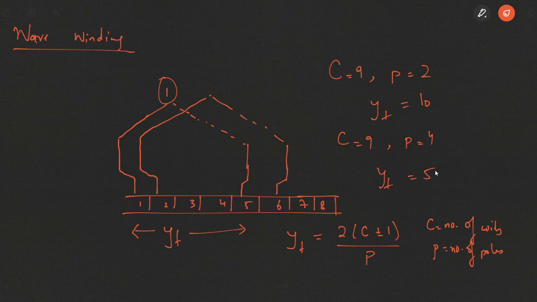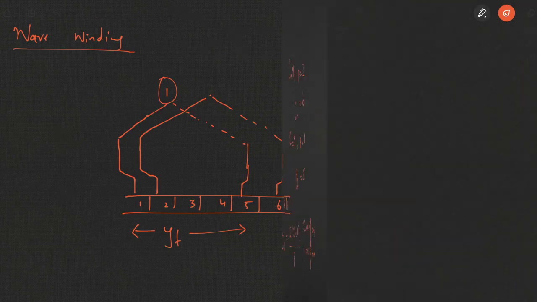In this case, the coils look like they are progressing in a wave fashion and therefore are known as wave winding rather than lap winding. So this is the case of a wave winding.